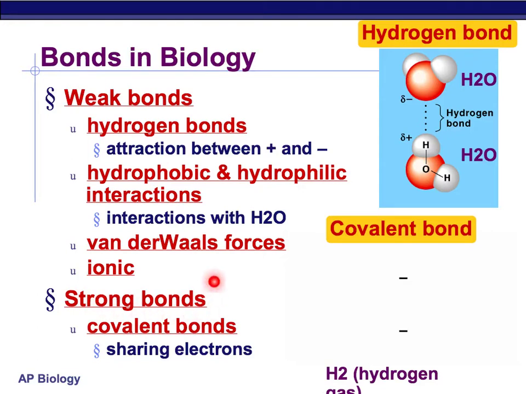Our strongest bond would be covalent bonds, and in covalent bonds we are sharing electrons. So I'm not giving you my 4 and you're not giving me your 4. We are sharing our 4 electrons respectively so that we both have 8 electrons collectively.